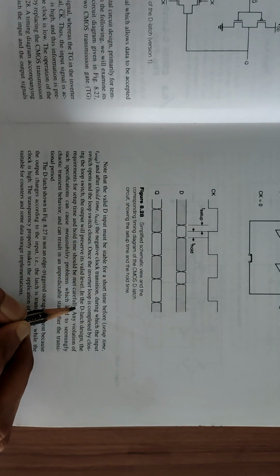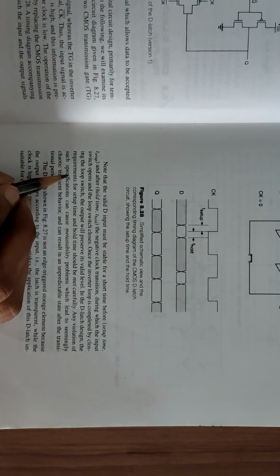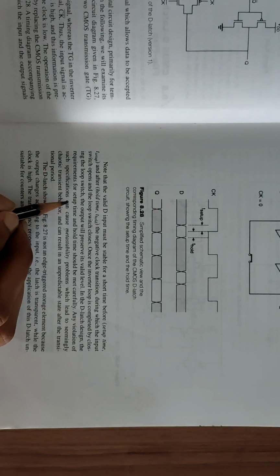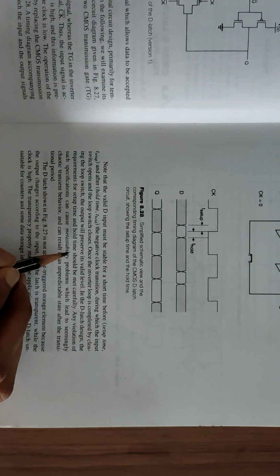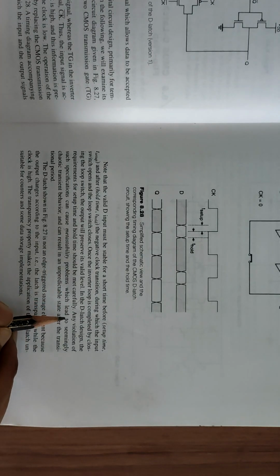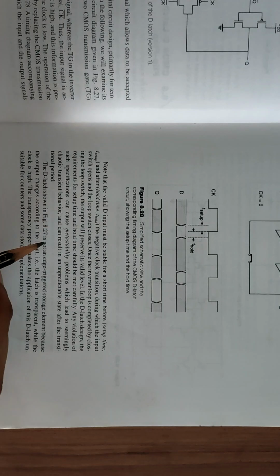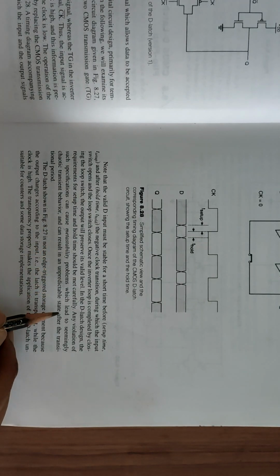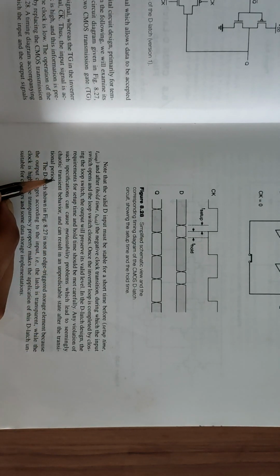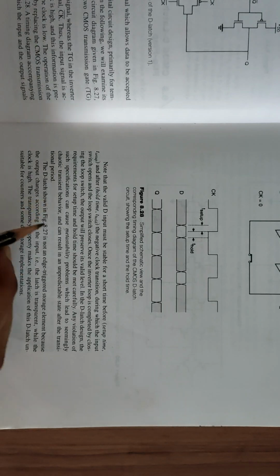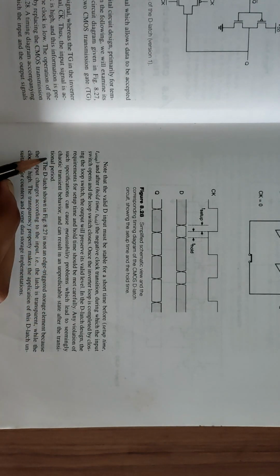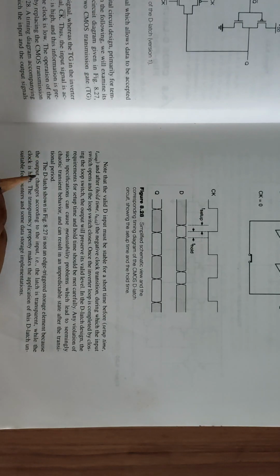In the D-Latch design, the requirements for setup time and hold time should be met carefully. Any violation of such specifications can cause metastability problems which lead to seemingly chaotic transient behavior and can result in an unpredictable state after the transitional period.